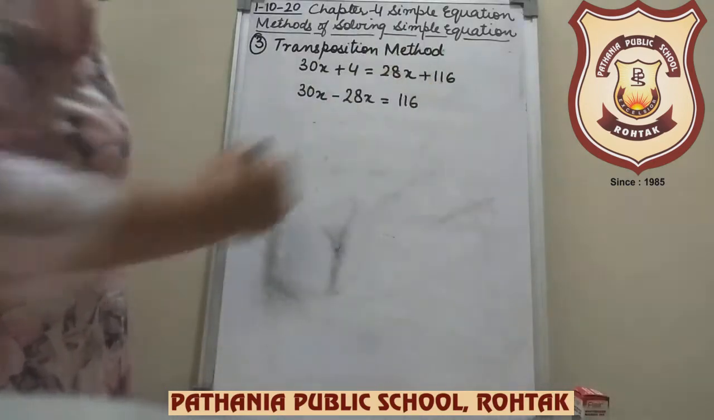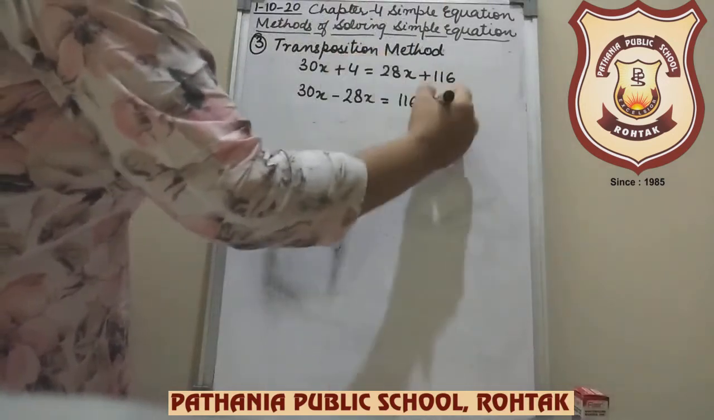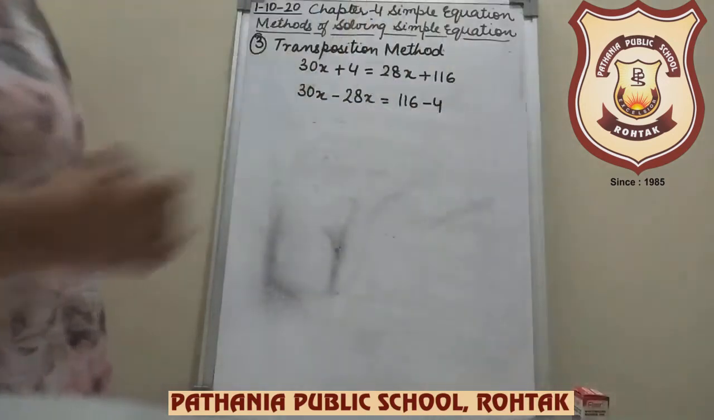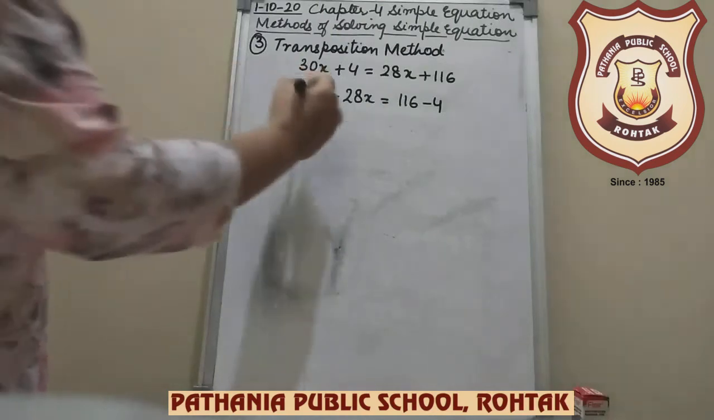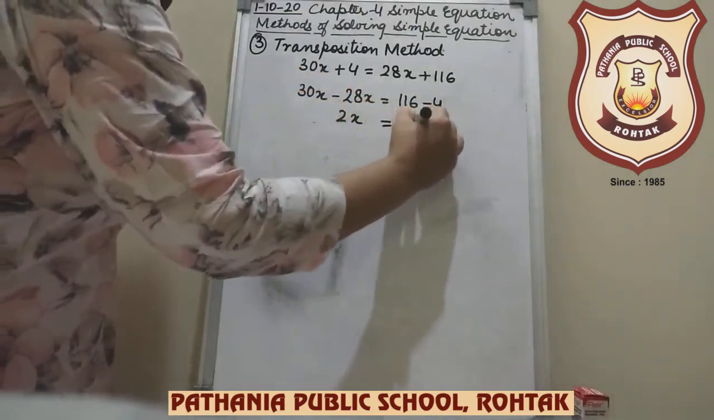116 is already on the right hand side. Now 4 will move to the right hand side. Its sign will change. Clear? So this will become 2x and this is 112.